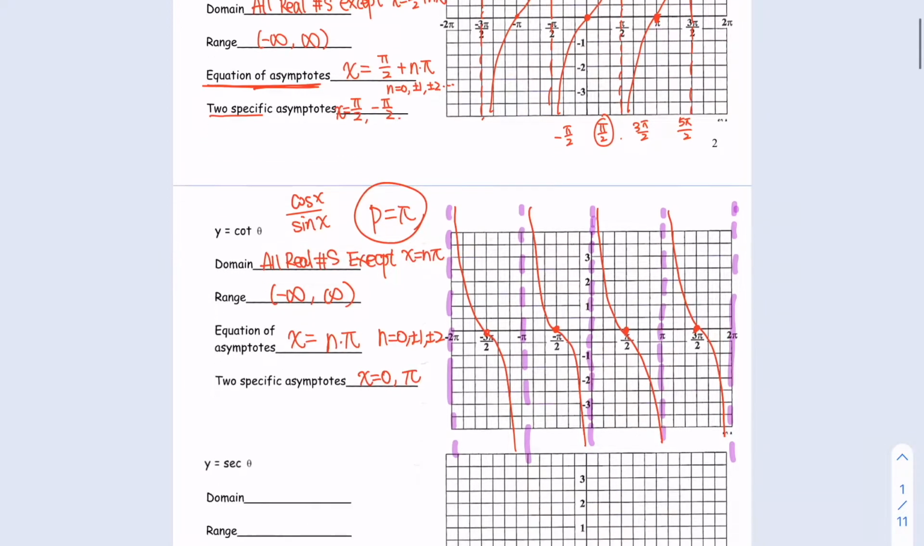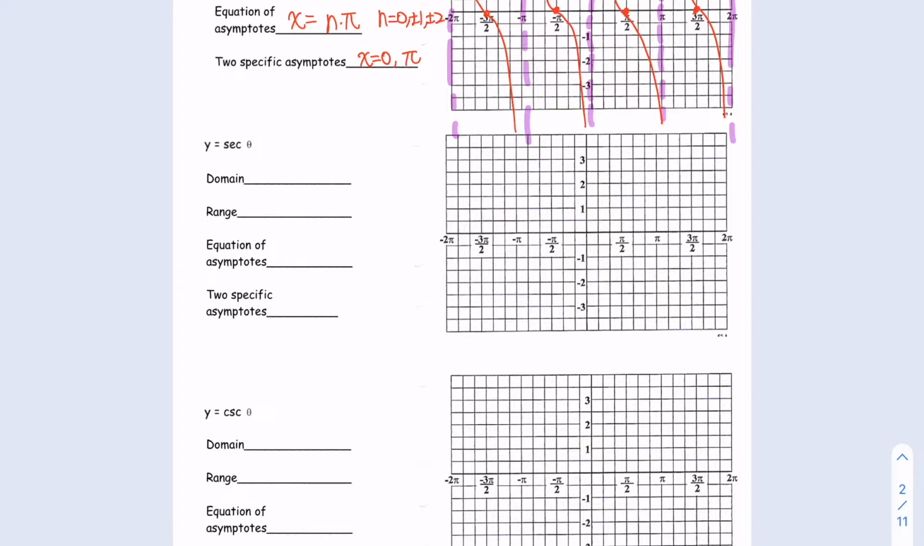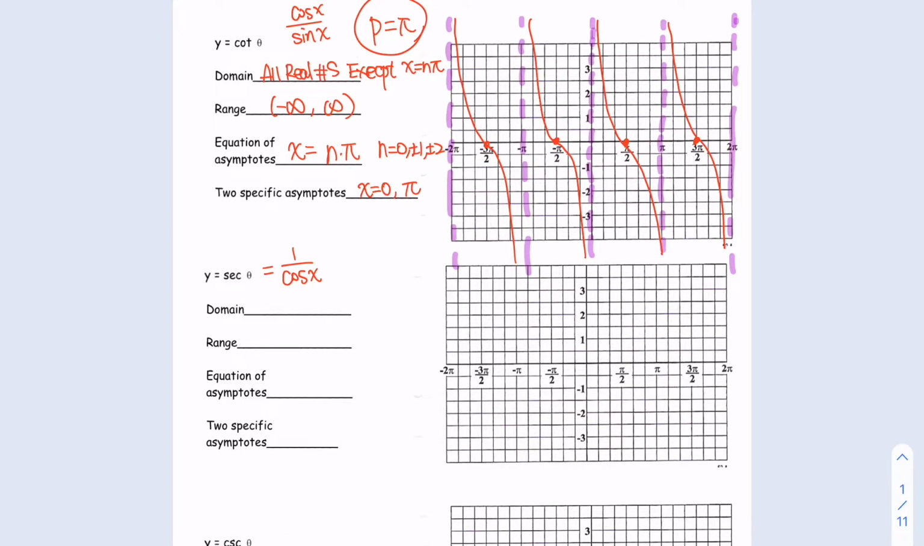Okay, now let's have a look at secant and cosecant. For secant of theta, as we know, secant equals 1 over cosine of x. So secant of theta will be very similar to tangent. Whenever cosine is 0, your graph will have asymptotes. So cosine equals 0 means pi over 2, negative pi over 2, 3 pi over 2, and negative 3 pi over 2.